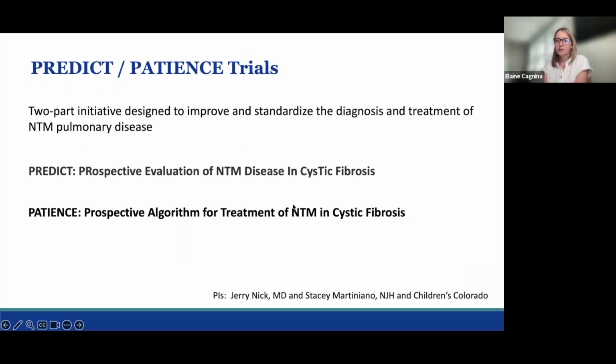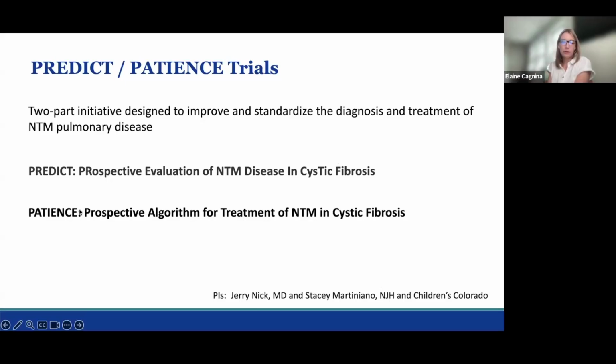I want to highlight that the CF Foundation is studying NTM. So there's 2 trials open, the PREDICT and PATIENCE trials, which are really just observational. They're not interventional, but they want to see how people with NTM positive cultures progress and how they do on treatment. So this is a 2-part initiative designed to improve and standardize the diagnosis and treatment of NTM pulmonary disease. So again, there's PREDICT, which is the prospective evaluation of NTM disease and cystic fibrosis. And to be a part of this study, you just have to have a single positive culture, and then you're just followed over time to see what happens.